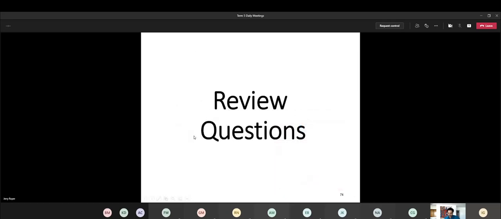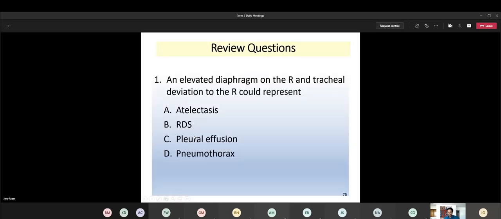All right, so the questions. So we've got elevated diaphragm on the right and a tracheal deviation to the right. What could that mean?